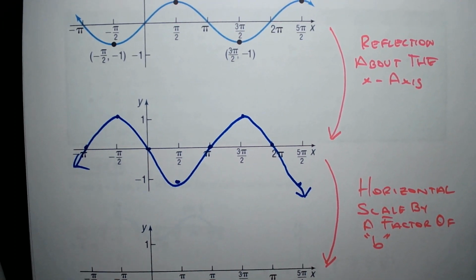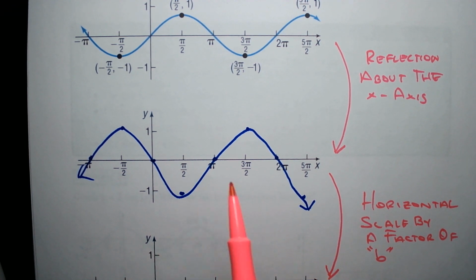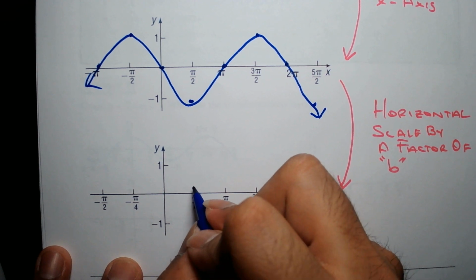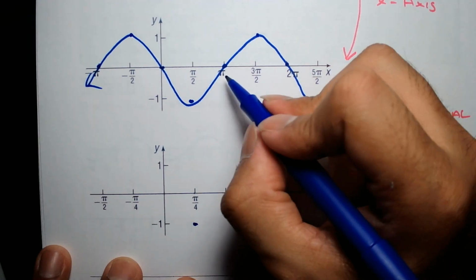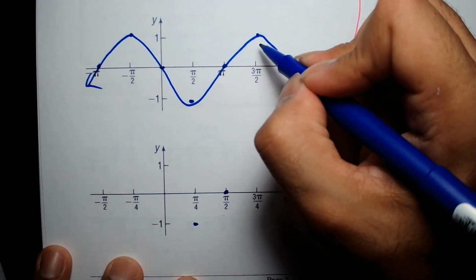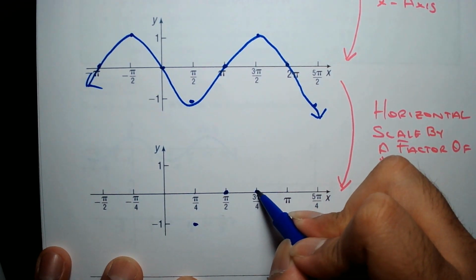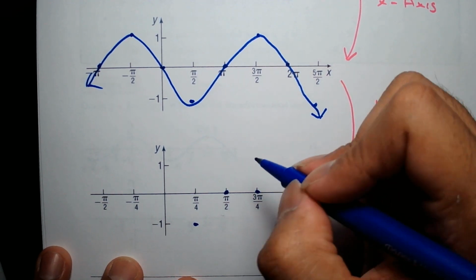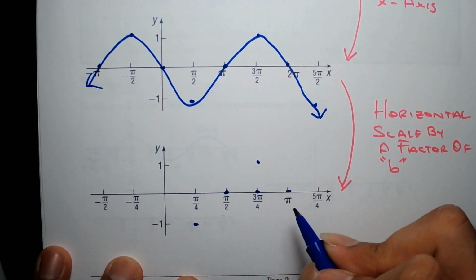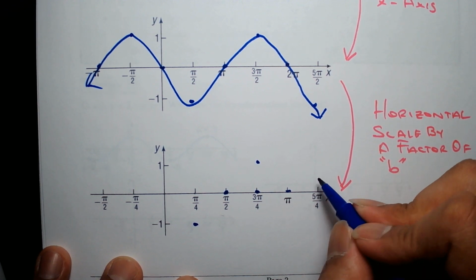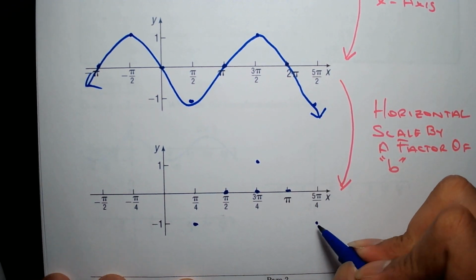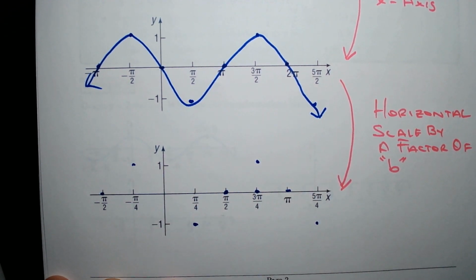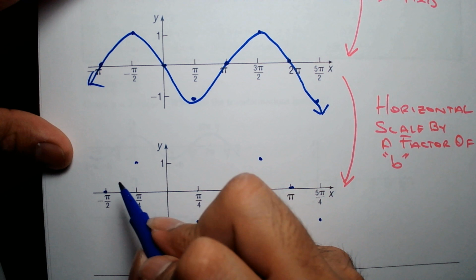In other words, this pi over 2 becomes a pi over 4. This pi becomes a pi over 2. This 3 pi over 2 becomes a 3 pi over 4, and this 2 pi becomes a pi. That goes up here, not here. And this 5 pi over 2 becomes a 5 pi over 4. This becomes a negative 5 pi over 4, and like this. So that's what it does.